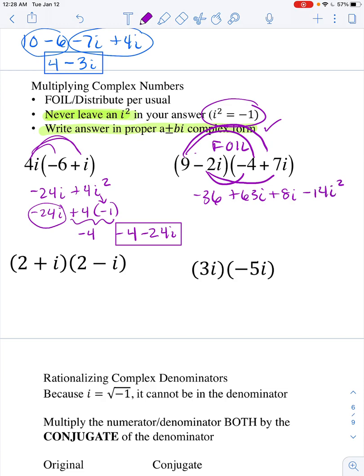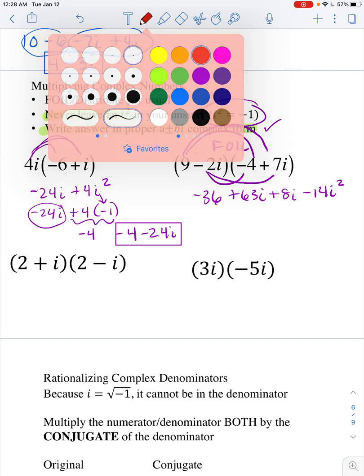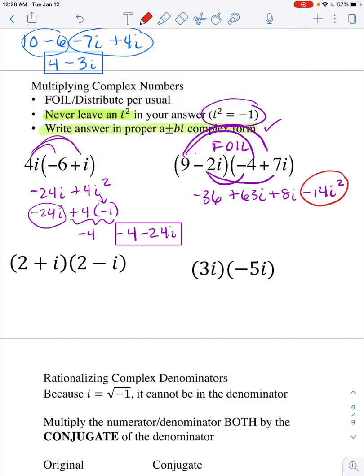Okay, so there's something different here than foiling, and that's going to be right over here because I can't leave an i squared. So I have a minus 14, and then that's basically getting multiplied by a negative 1 because it's 14 times i squared. Well, that's going to technically have a value of positive 14 because the negatives will cancel. And then my positive 14 can combine with my negative 36. So I'm going to have negative 22 as my real part.